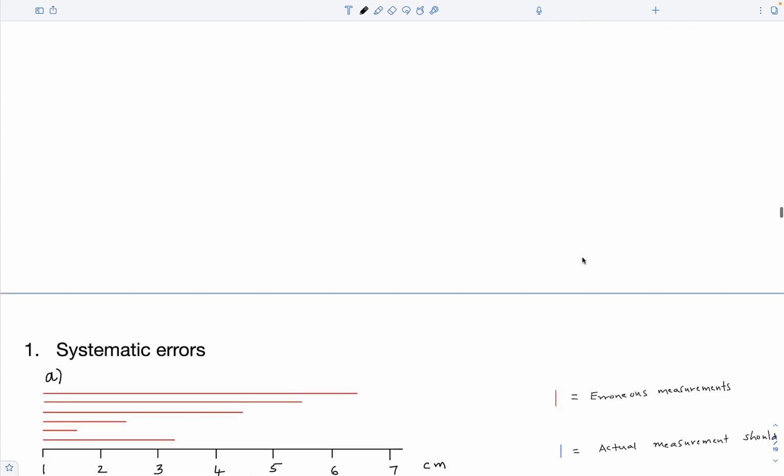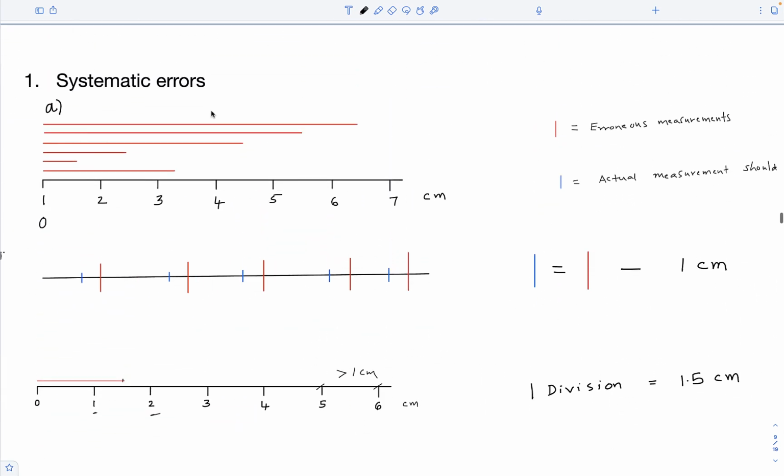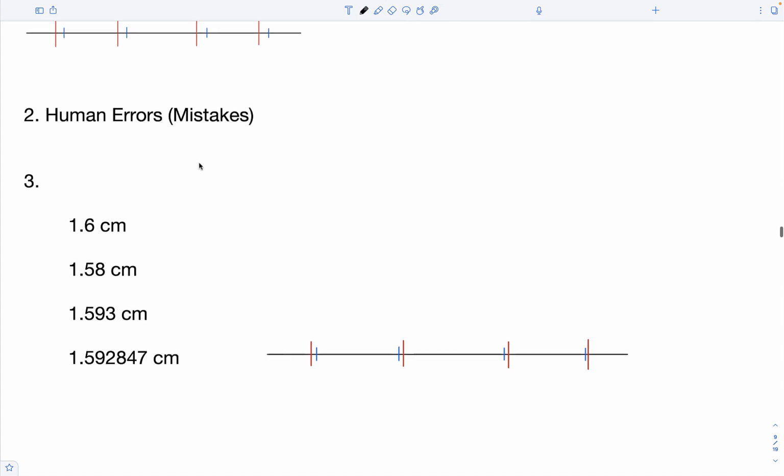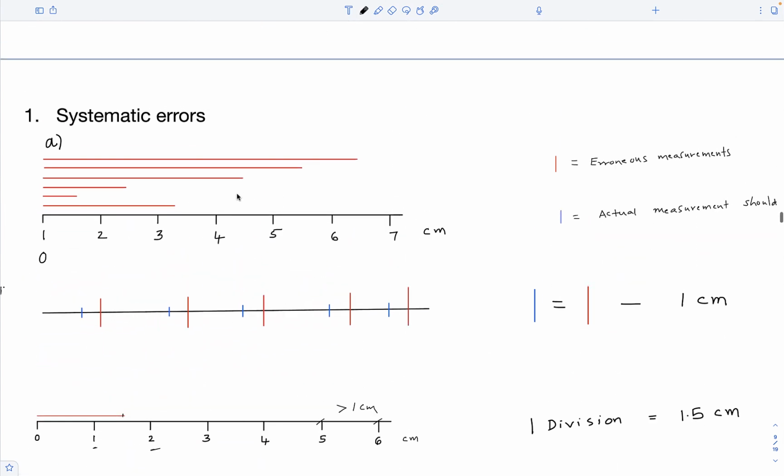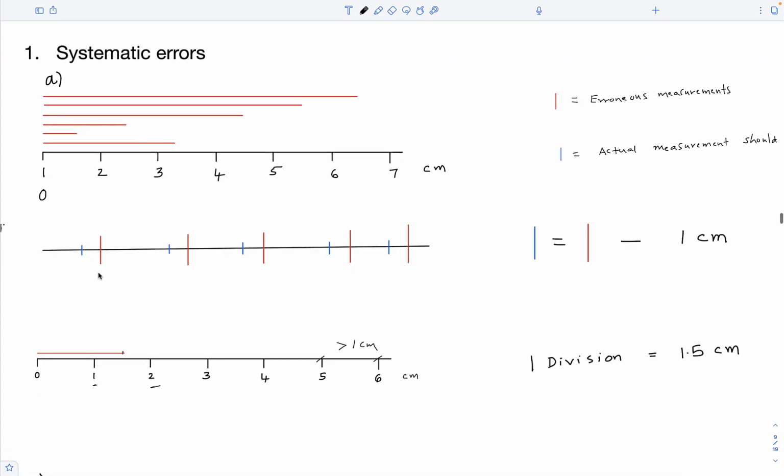Earlier we discussed 2 kinds of errors, systematic errors and human errors. Systematic errors are caused by defects in the measuring device. And if you remember this badly numbered scale, every measurement obtained using this scale is bigger than its true value. So we said they are unidirectional. And to obtain the true value, we have to subtract 1 centimeter from the measurement given by this scale. So they can be corrected as well.